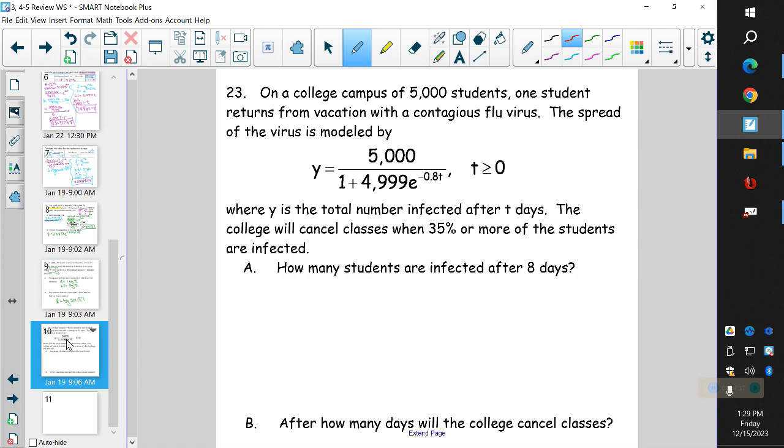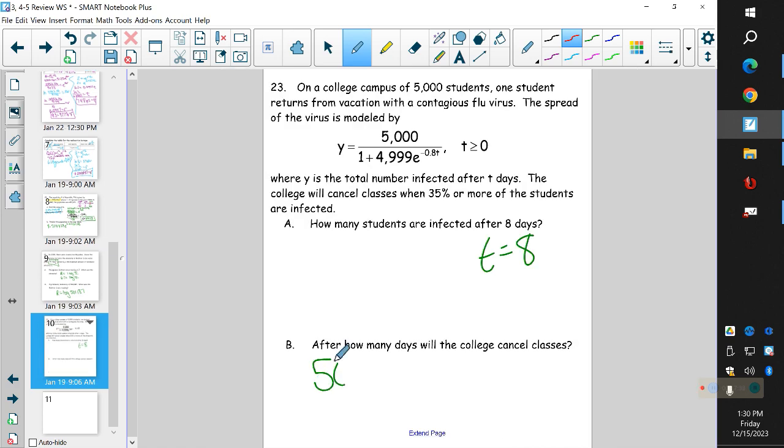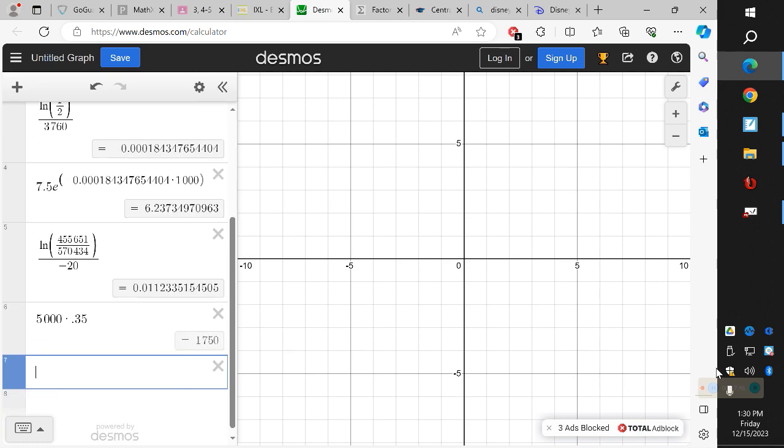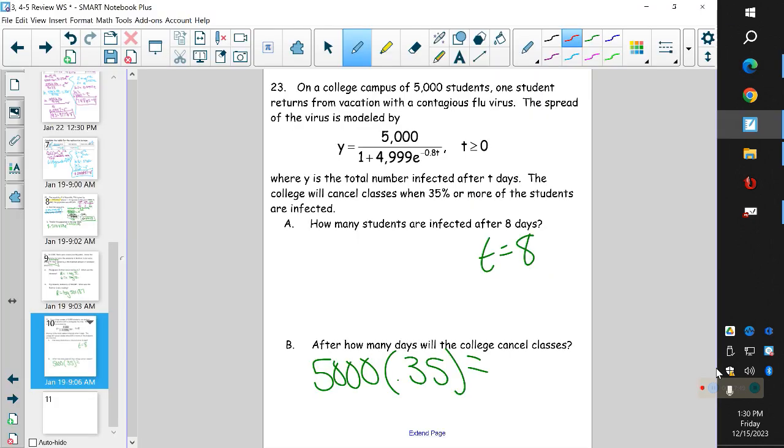What are you going to do in part A? Plug in 8. So t is equal to 8, plug and chug, you're golden. Okay, let's talk about part B. After how many days will the college cancel classes? Well, when will the college cancel classes? After 35% or more. How many is the student body? 5,000. So 5,000 times 0.35 is what we need to know. So I come back over here and say 5,000 times 0.35 gives you 1,750. So I need to know when I'm going to have 1,750 students infected with the contagious flu.